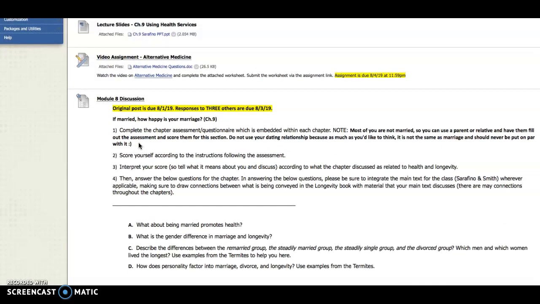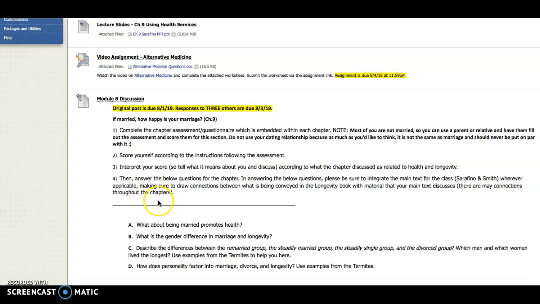Your module discussion 8 for the longevity project has to do with marriage. How happy is your marriage? And I realize that maybe a couple of you might be married, but most of you are not. So feel free to pick a parent or someone that you know, maybe an older sibling who's married, and give the assessment to them. Give them the questionnaire. And that might be interesting. It might also be a fun way to pull them into what you're learning. So you can go ahead and score them and interpret that score.